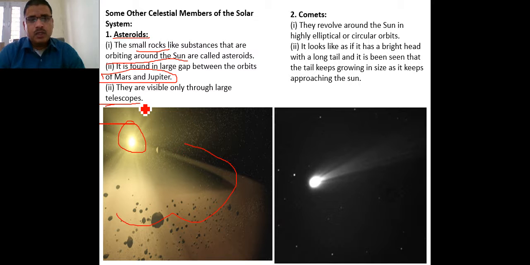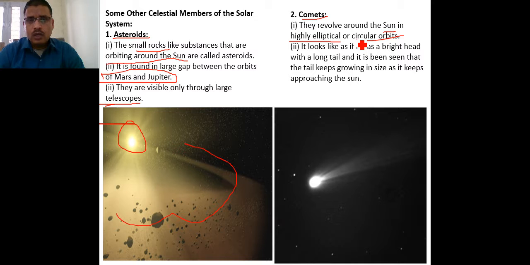Now when we talk about comets, they revolve around the sun in a highly elliptical orbit. That means all the planets revolve around the sun, but the elliptical path of a comet is much more elongated as compared to other planets.